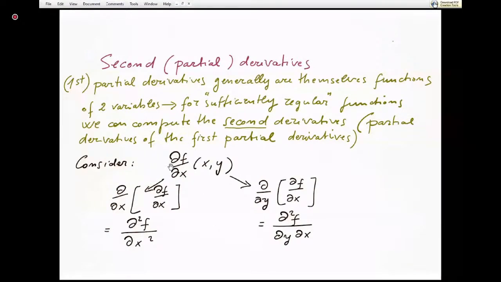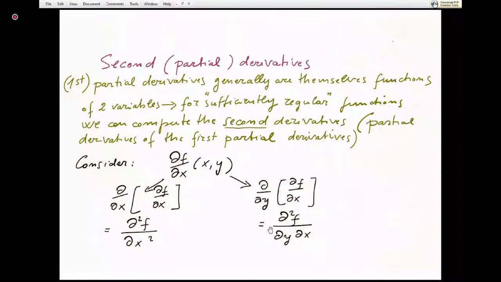Now, start from the same partial derivative with respect to x. I want to compute the partial derivative with respect to y. This is the operator partial derivative with respect to y applied to what? This two variable function, which is the partial derivative of the function with respect to x. And this justifies the notation d squared f by dy dx. This justifies the notation.